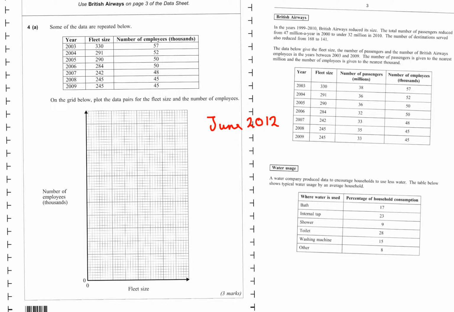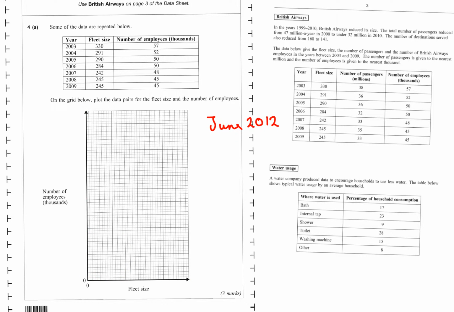Now, when we think about what numbers we're going to put on our chart, let's take the number of employees first, the vertical one. We look for the largest number. So my largest number is 57. So I have to make sure that I use the maximum vertical here, and for the fleet size I make sure that I fill it in here. That's what you're supposed to do. You're not supposed to squash your graph in a little area like this. Try to use all of it.